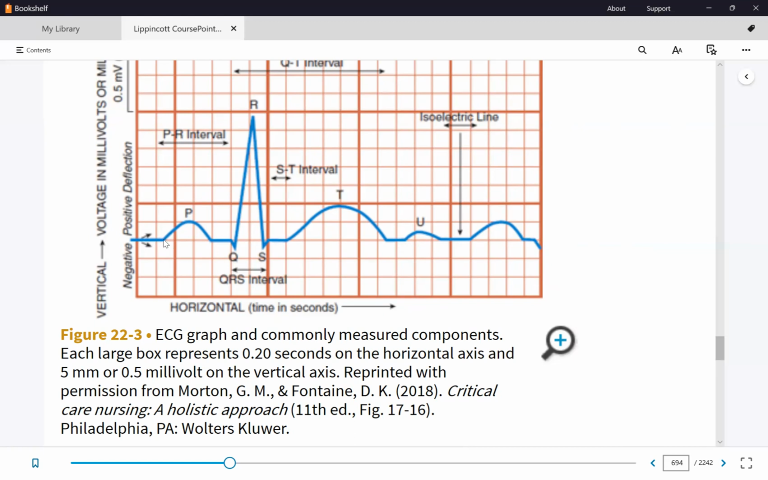So the PR interval here is 0.1... because it's 0.04 times 3. I have 3: 1, 2, 3. So that's 0.12 plus 0.02. So my PR interval is 0.14 seconds. All right, you follow so far?